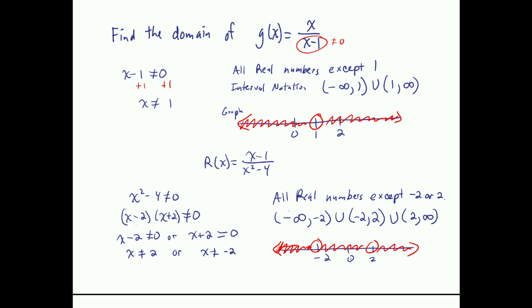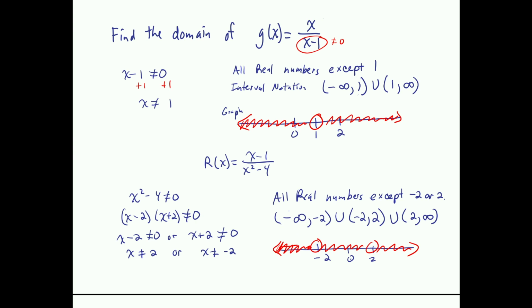So set each of these so they're not equal to 0. X minus 2 can't be 0. Tells you that x can't be 2. X plus 2 not equal to 0. Tells you that x can't be equal to negative 2. So once again, 3 ways we can write this. All real numbers except negative 2 or 2.